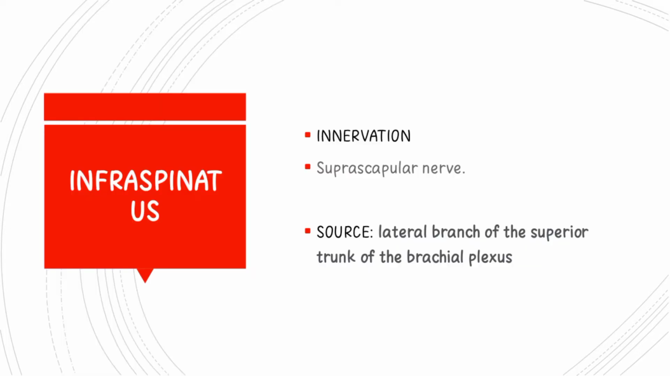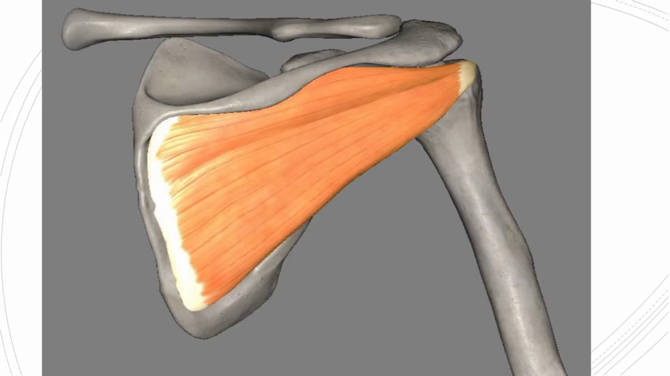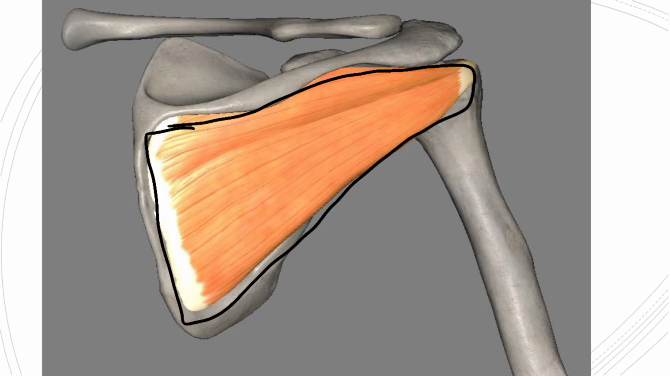The next muscle we have for today is the infraspinatus. This muscle is innervated by the suprascapular nerve, just like the supraspinatus. Now it has the same source like I said before. It is from the lateral branch of the superior cord of the brachial plexus. So remember that. Yes, this is the infraspinatus. It is a much larger muscle when compared to the supraspinatus.